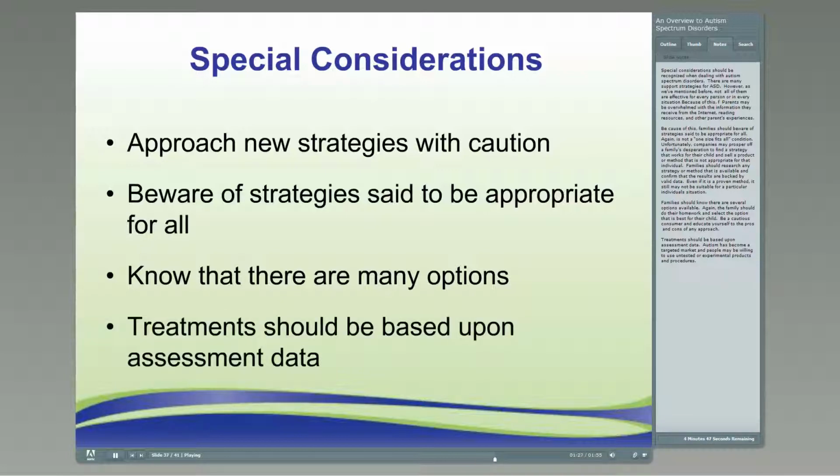Be a cautious consumer and educate yourselves to the pros and cons of any approach. Treatment should be based upon assessment data. Autism has become a targeted market, and people may be willing to use untested or experimental products and procedures. While many intervention approaches can have a significant positive impact on the lives of an individual with ASD, at this time there is no known single intervention that can be legitimately seen as a cure for autism.